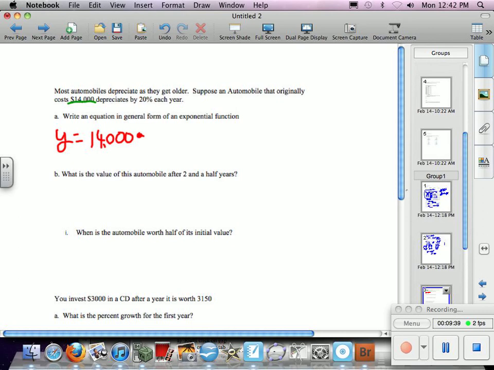So I'm going to use the y equals a times 1 plus r to the x formula, and I'm going to plug in that 20%. I know 20% is the same thing as multiplying times 0.2, and it's a decrease, so I'm going to make it negative. So I'm going to say 1 minus 0.2 to the x. So now I have my exponential equation. Okay. What is the value of the automobile after 2.5 years?